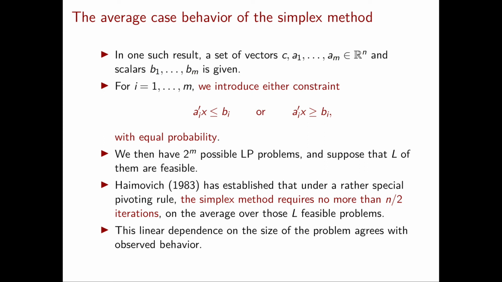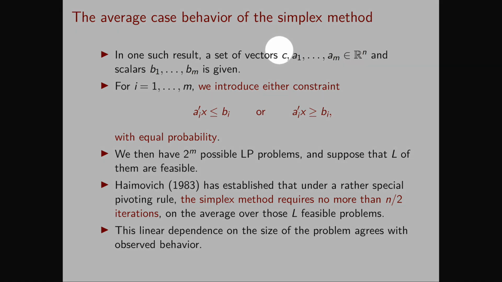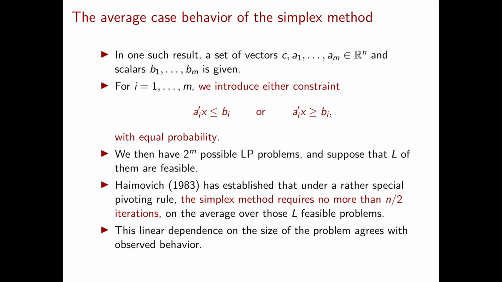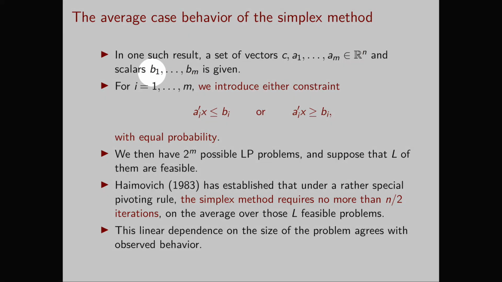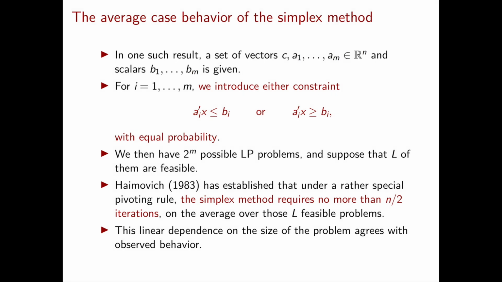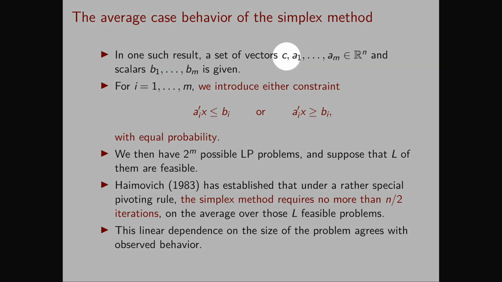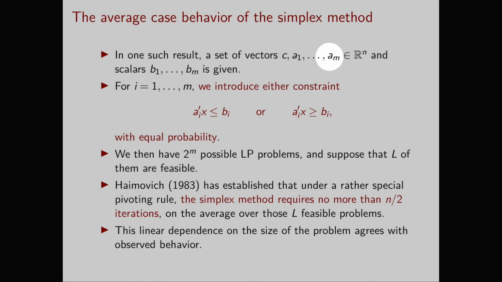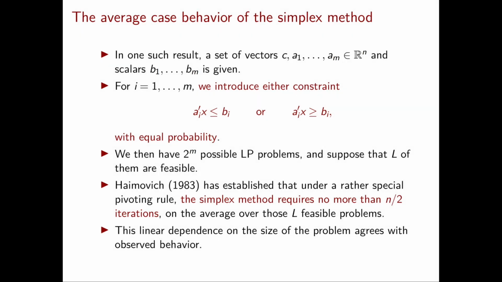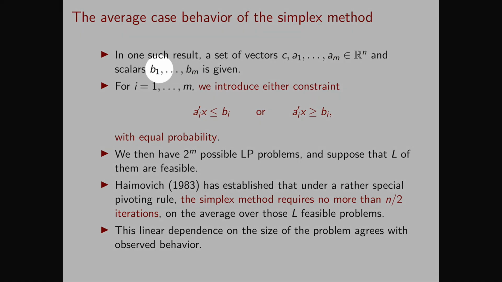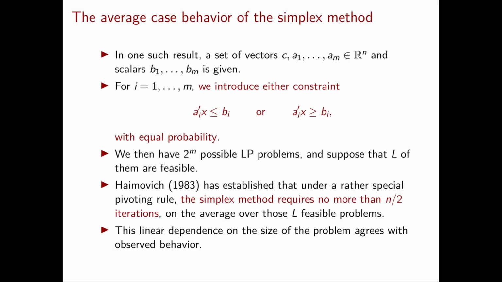Let's say that we're given a bunch of vectors. These are our vectors c, a1, through am, and these are all vectors in R^n. Let's also say that we're given scalars b1 until bm. As you can imagine, c stands for our objective function, a1 until am stand for the left-hand sides of our constraints, and the scalars b1 until bm stand for the right-hand sides. All this data is given to us, so there's no probability distribution over it. So where does the probability lie in this study?